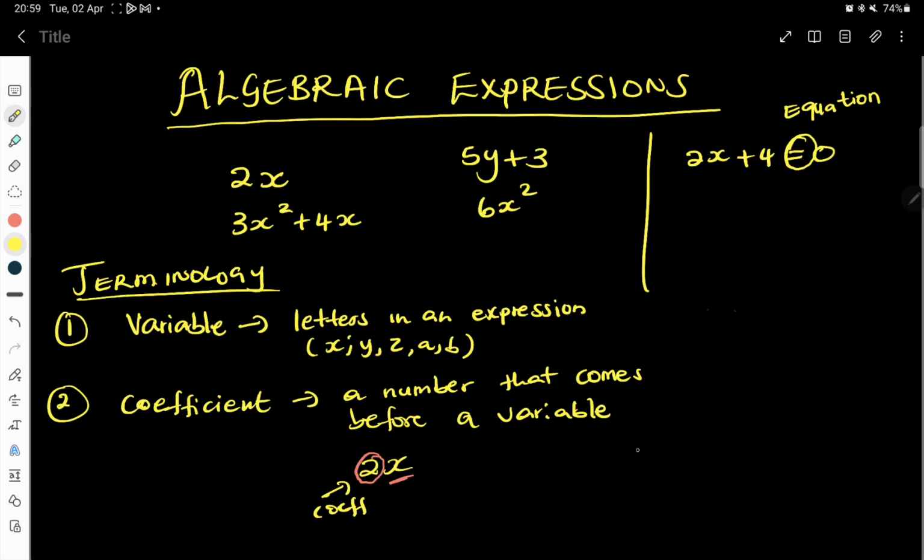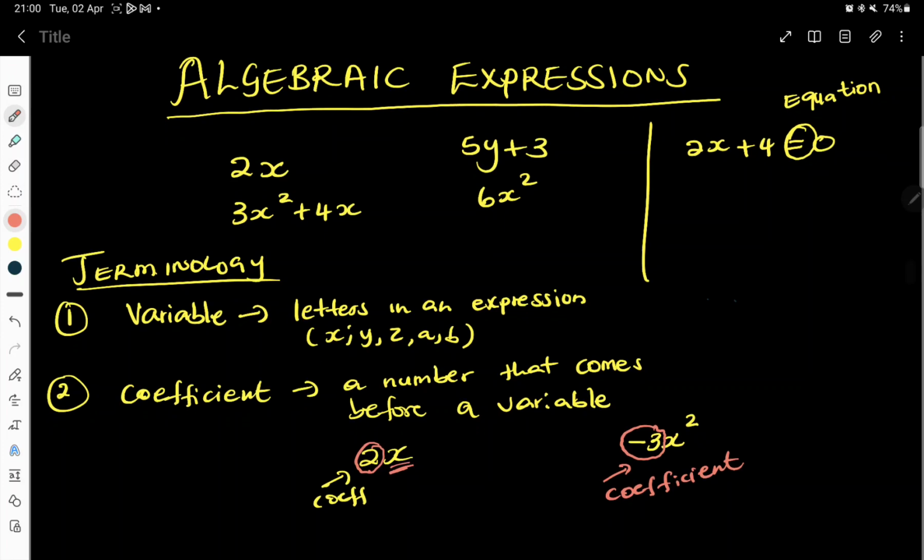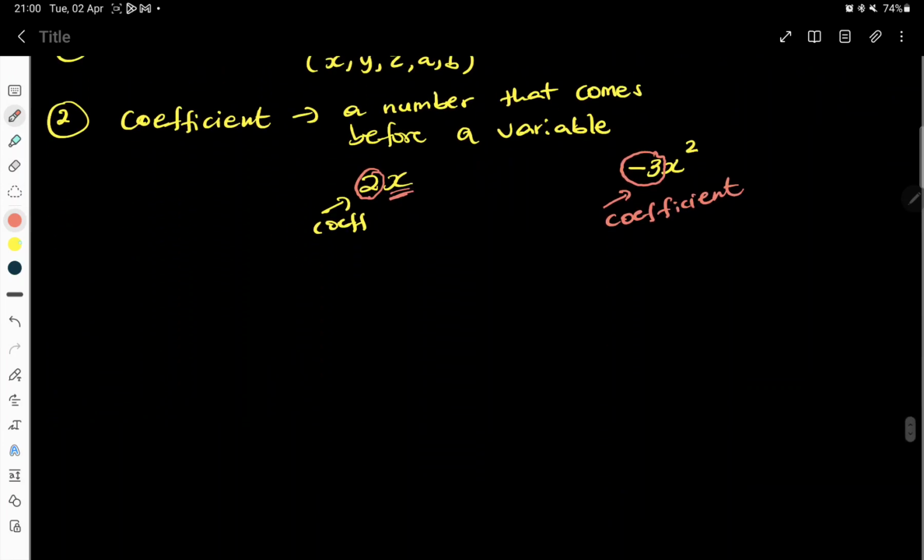coefficient. When you have negative 3x squared, the variable there, remember, is x, but it is raised to the exponent of 2, but still the fact remains that the number that comes before the variable is the coefficient. So that negative 3 there is the coefficient of x squared. Then 2 is the coefficient of x. You must be careful of that.